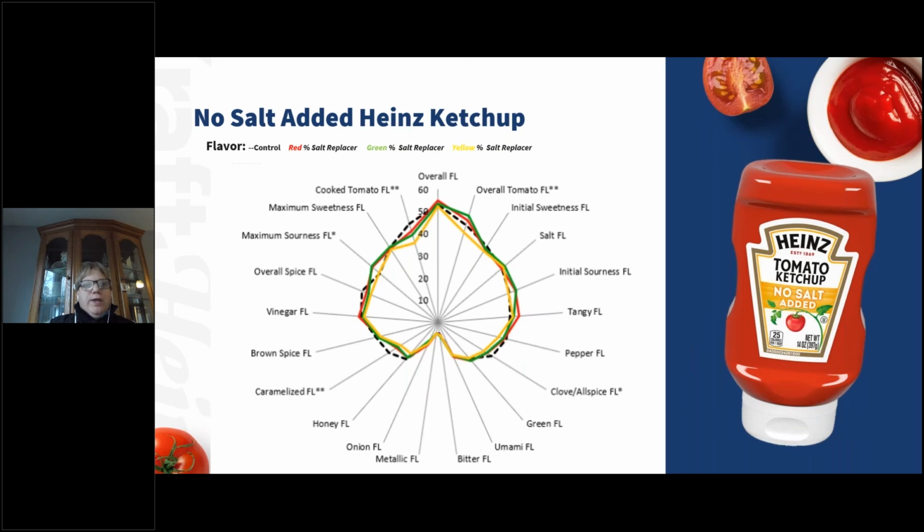Next is the most important. We analyze the flavor. We analyze the overall tomato flavor, initial sweetness, salt, initial sourness, tangy, pepper, clove or allspice, green, umami, bitter, metallic, which is sometimes attributed to utilizing potassium chloride, onion, honey, caramelized flavor, brown spice, vinegar, overall spice, maximum sourness, maximum sweetness, and cooked tomato. Next slide, please.